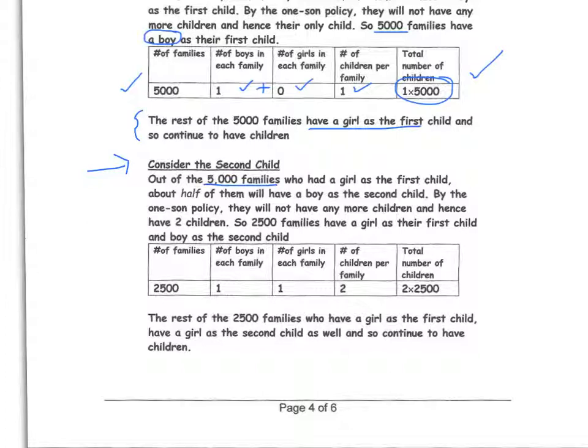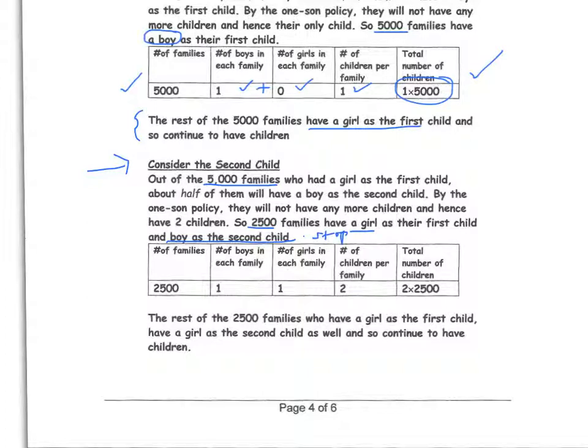Now again, it's 50-50. 50% of these 5,000 families is going to have another child, which is a boy, and the rest of the 50% will have a girl as the second child. Now, 50% of 5,000 is 2,500. So let's consider these families that had a girl first and then a boy as the second child. This family is going to stop having kids after this point.